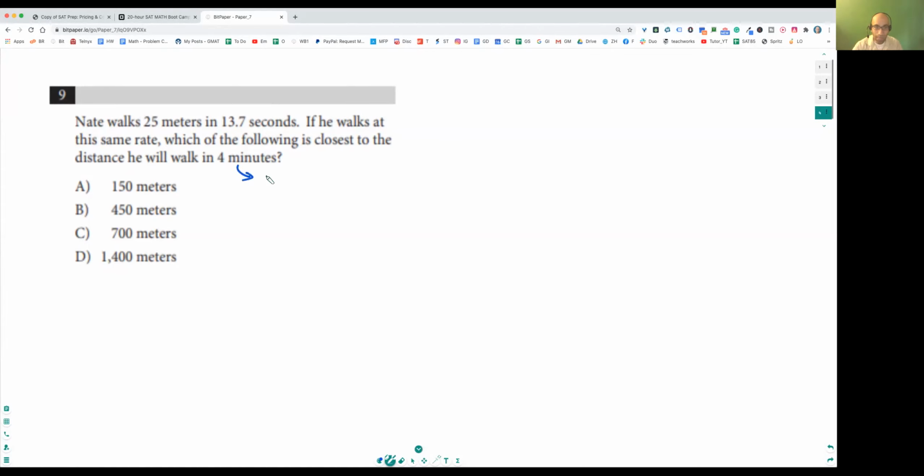So remember, 4 minutes is how many seconds? You can convert everything to seconds, right? So 1 minute has 60 seconds, so 4 minutes is going to be 4 times 60, so that's 240, right? And now we're going to do this in ratios anyway, but think about it like this: 25 meters in 13.7 seconds, right? And so X meters in how much time, right? That's what they're asking. X meters in 240 seconds, right? And so you're just going to put a ratio here.